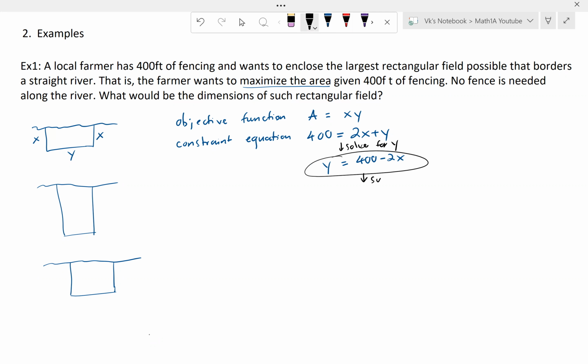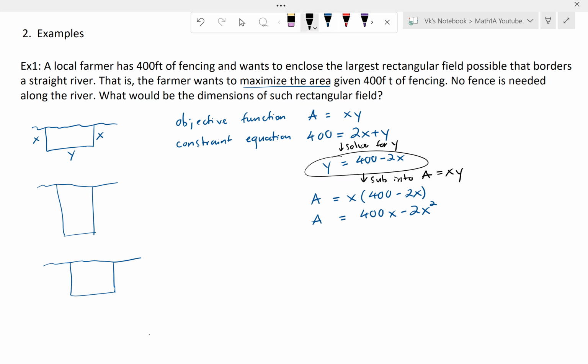I'm going to substitute into the objective function A equals xy. So now we have A equal to x times y, and y is 400 minus 2x. Ta-da! A is equal to 400x minus 2x squared. Yay! This is the function in terms of x. We can use the derivative to figure out the optimum value, and in this case, the global maximum. This is an upside down parabola, and as you can see, there can only be one local maximum. So that would be, based on the theorem that we learned in the previous section, the global maximum.